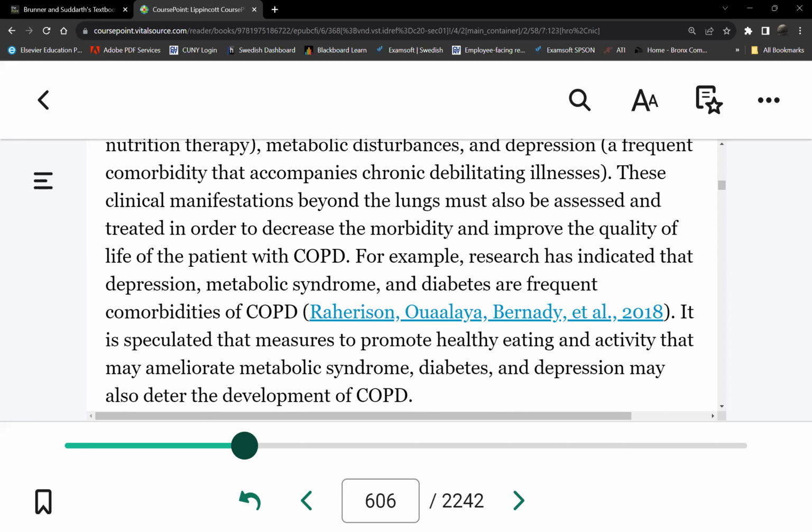Now, these patients' bone marrow will become hyperactive because the body is thinking, why is there very low oxygen? Maybe it's because I don't have enough red blood cells. So to compensate for that, the bone marrow will increase production of red blood cells. So you'll see polycythemia in these patients.